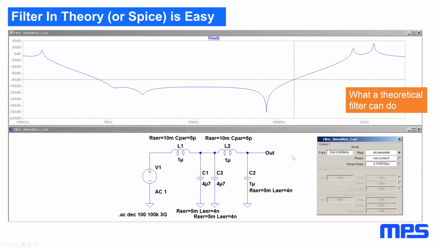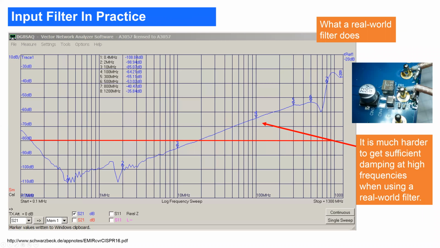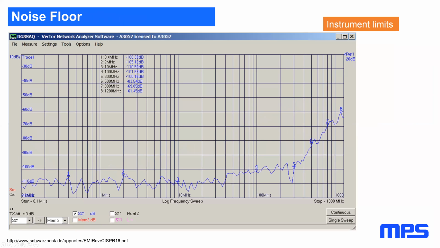However, if you measure a real world filter, so that's from a board with a vector network analyzer, you will find that especially in high frequencies, you will get much less damping. So at 100 megahertz, I just measured about 64 dB, so 15 dB less than what's actually needed. So it's actually quite difficult with a real world filter to get good damping in the high frequency area. So that's the noise floor if you do not believe my measurements.